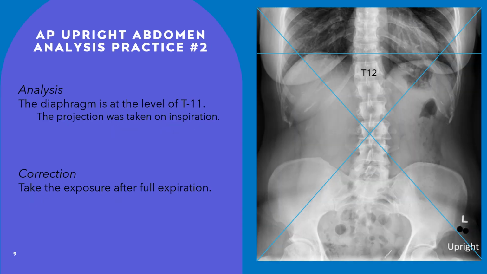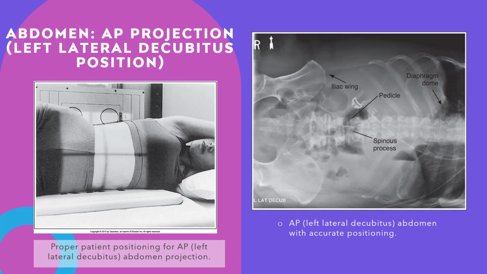AP upright abdomen image analysis practice number 2. Analysis: the diaphragm is at the level of T11. The projection was taken on inspiration. You really want to take this exposure after full expiration.